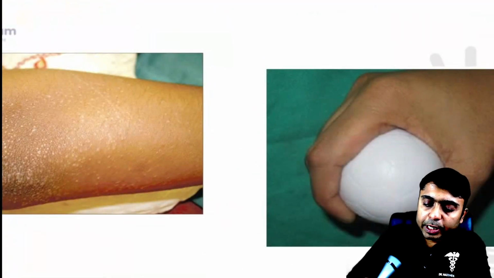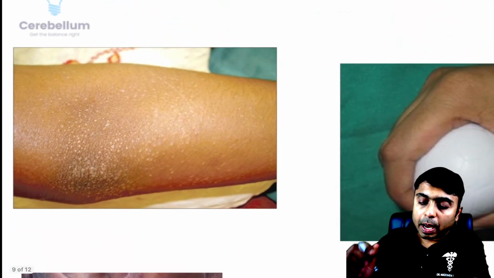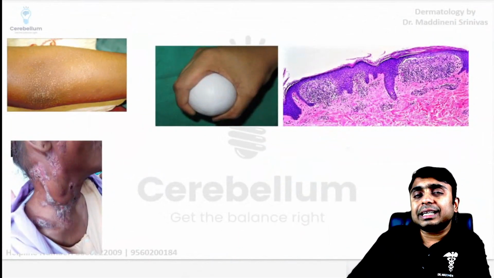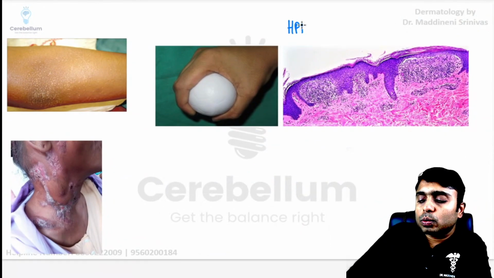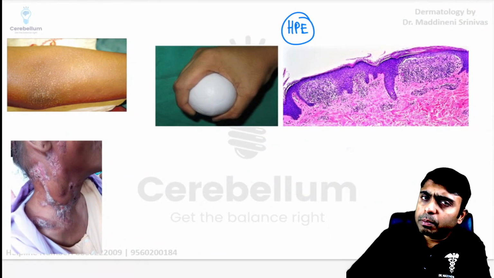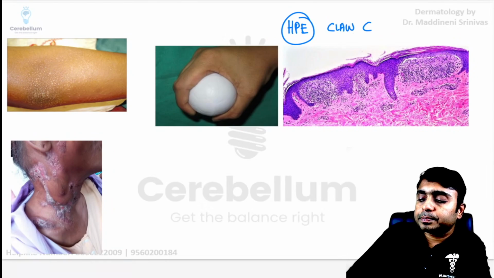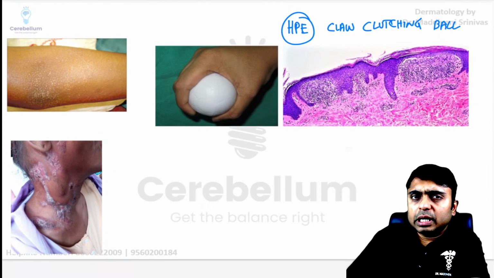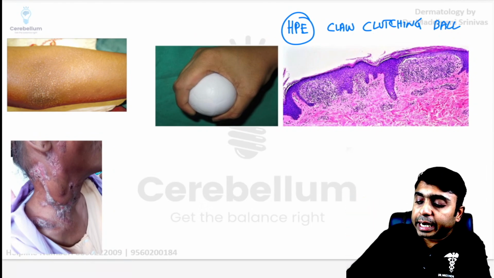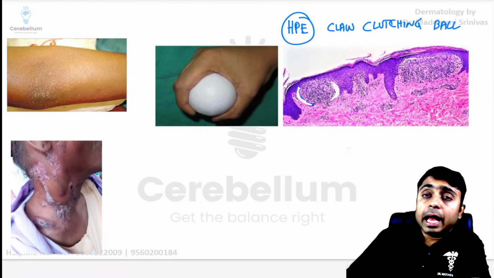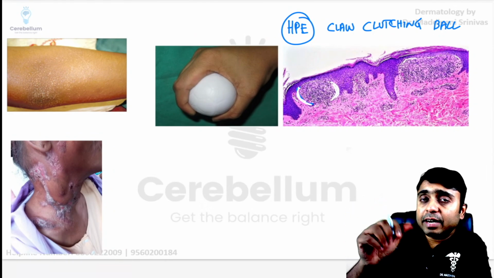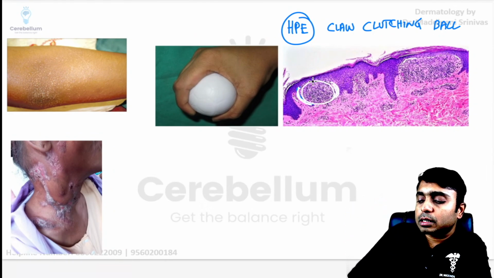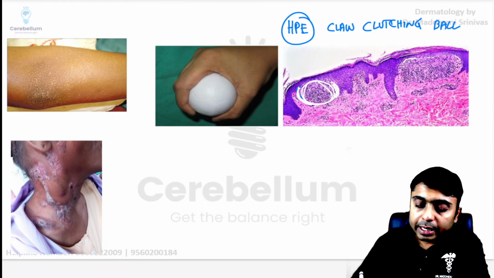So this is another picture where you are able to see these tiny shiny papules present over the elbows. And important histopathological term related to lichen nitidus is claw clutching ball appearance. So what is this? The claw is formed by the rete ridges. So this is the rete ridge which is forming this claw. And what is the ball? It is a lymphocytic infiltrate present here. So this is the ball. So this is the claw clutching ball appearance as described in lichen nitidus on histopathology.